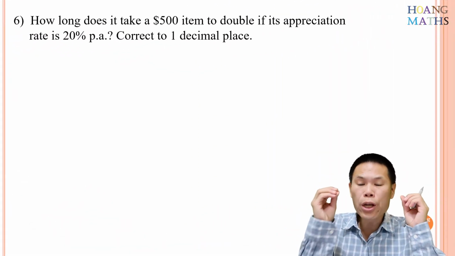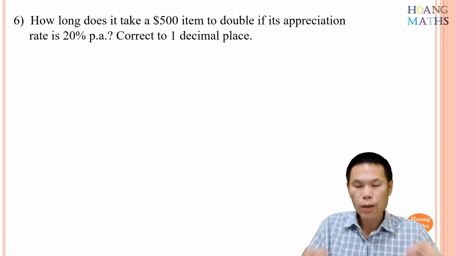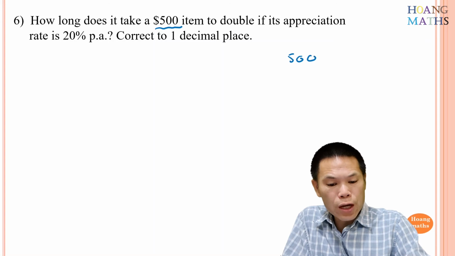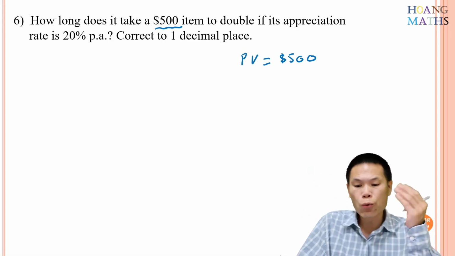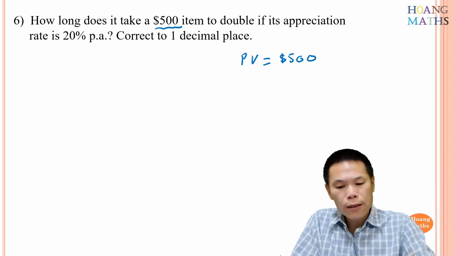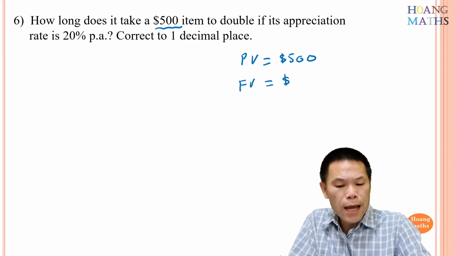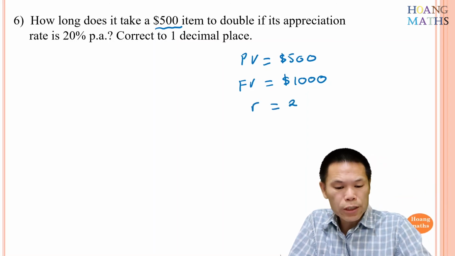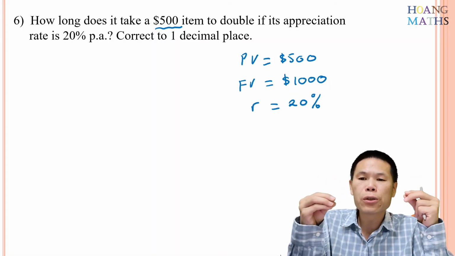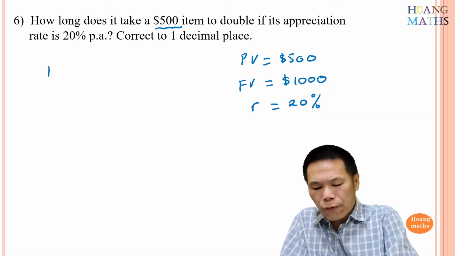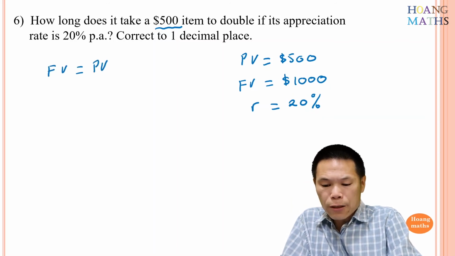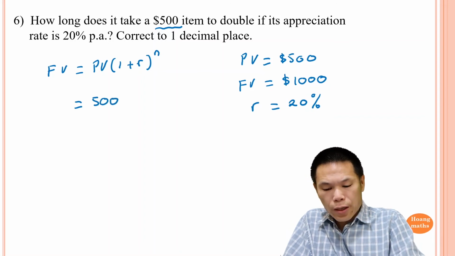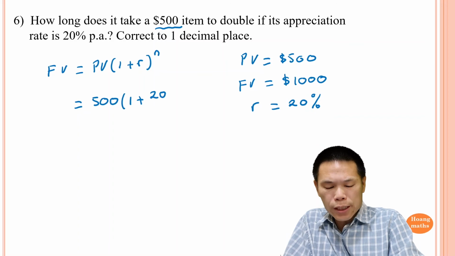Last example. First of all, we know that the present value is $500. We want the future value to be double that, which means the future value is $1,000, because doubling 500 gives us $1,000. And the rate is 20% per annum. To solve this, we just need to guess and check, okay? The formula for future value is the present value times 1 plus R to the power of N. So the present value is $500 and 1 plus the rate is 20%.